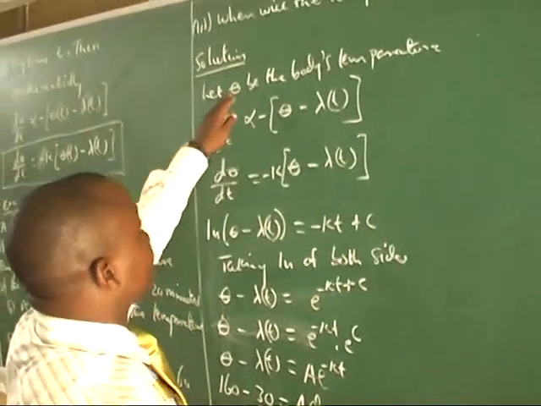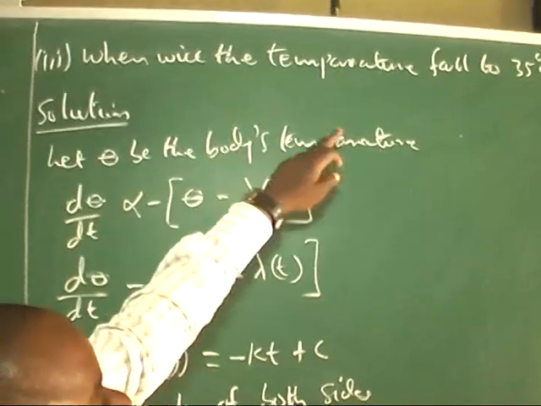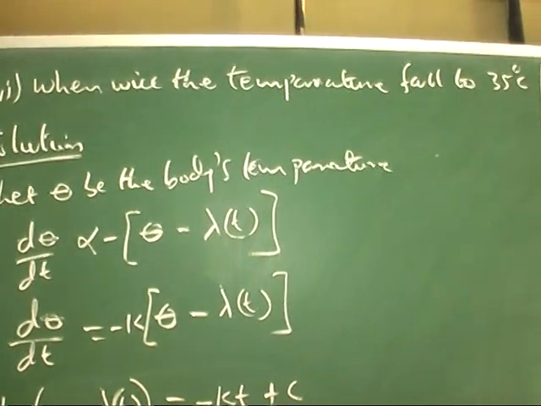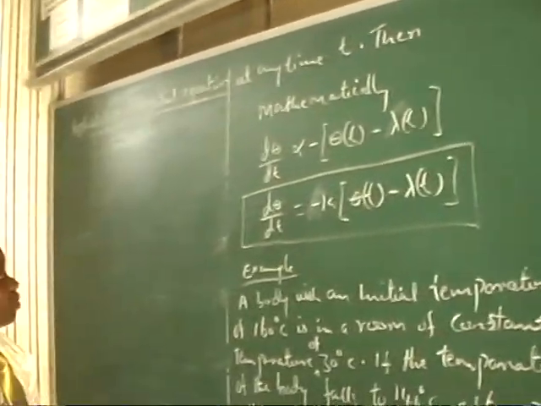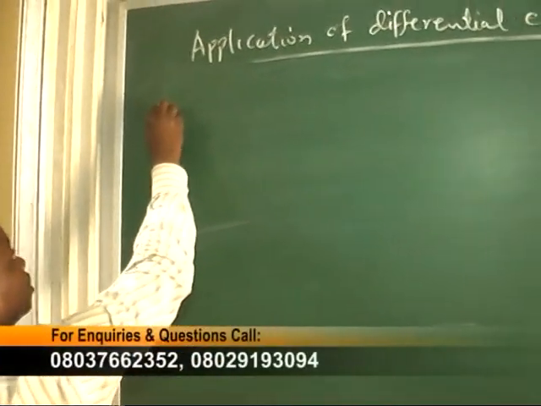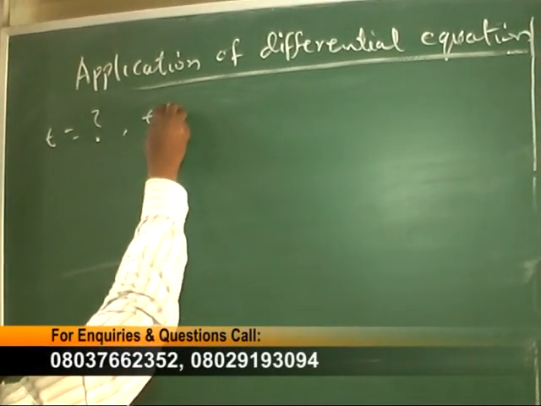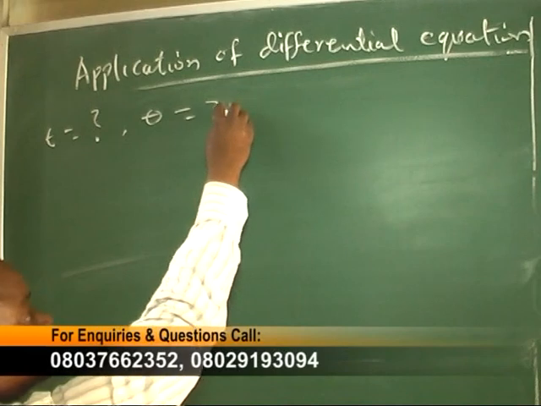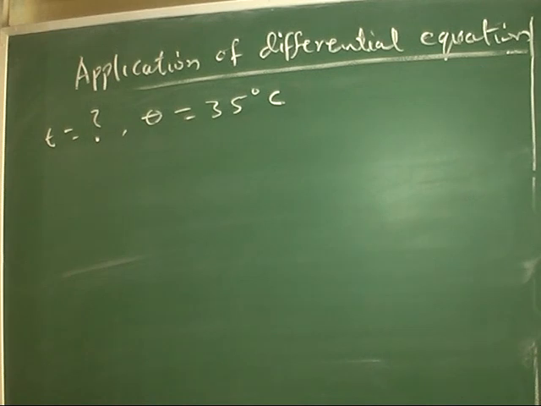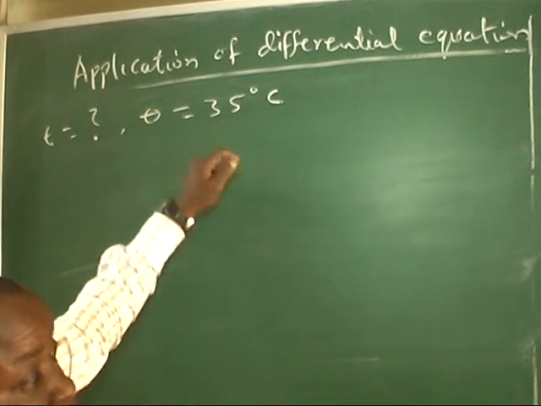Let's look at the last one, number 3 of it: when will the temperature fall to 35 degrees Celsius? So we'll now go back to solve for that. You see, t is the question. Now, when theta is 35 degrees Celsius, what we are asked to find is the time that theta will fall to 35 degrees Celsius.